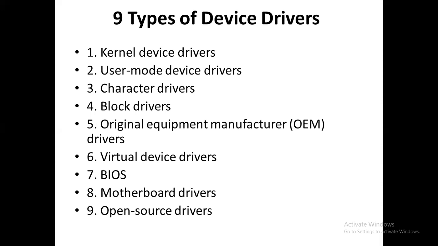And the third one, the character drivers. These are drivers for character manipulation. Okay, we have the block drivers. It's just like the character drivers, but in block form. And then we have the fifth one, the OEM, original equipment manufacturer drivers. This one is actually for operating systems that most of the time are virtual and also allow virtual operation of certain software.